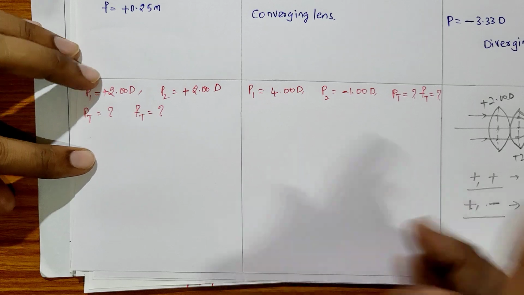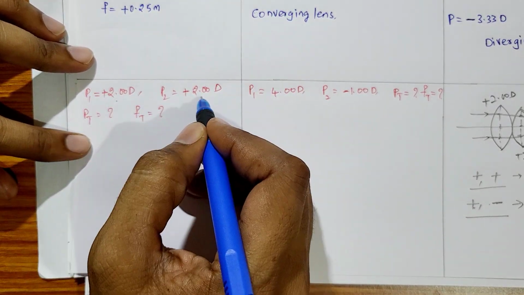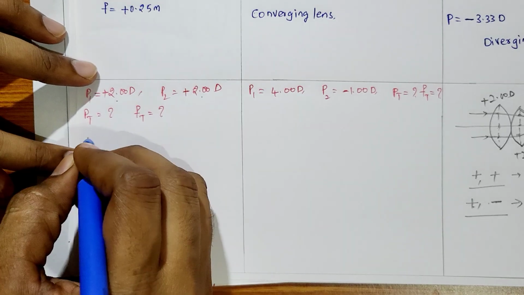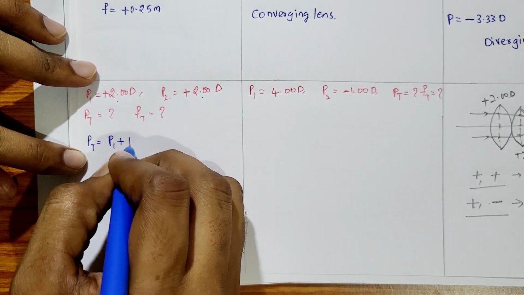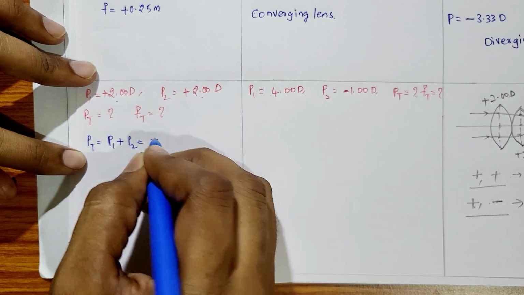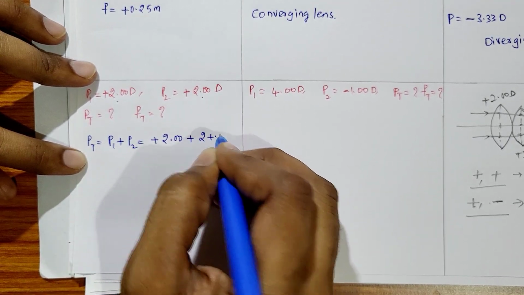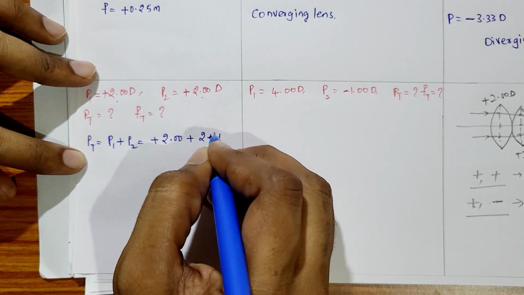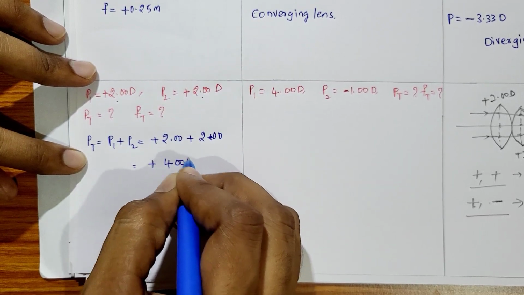Problem. So now see here, power of the first lens is plus 2 diopter. Power of the second lens is also plus 2 diopter. We have to find the total power. What is the total power formula? Total power formula is P1 plus P2. It is plus 2.00 plus 2.00. It is going to be plus 4.00 diopter.